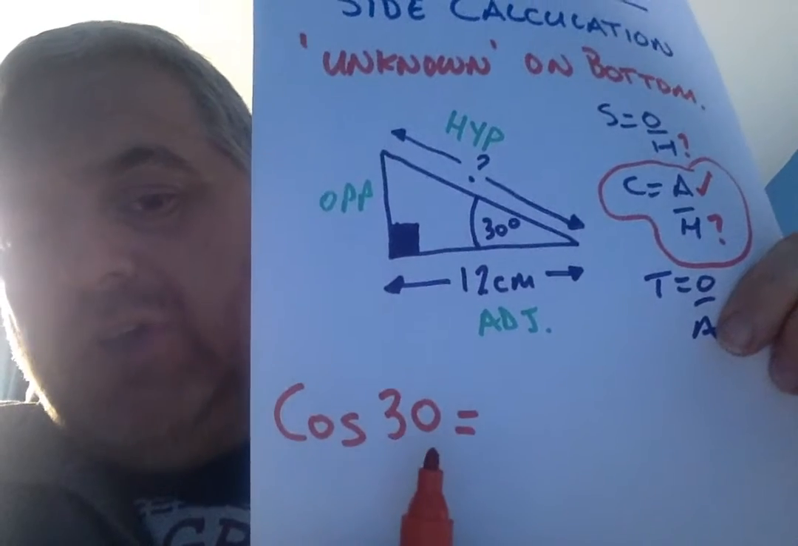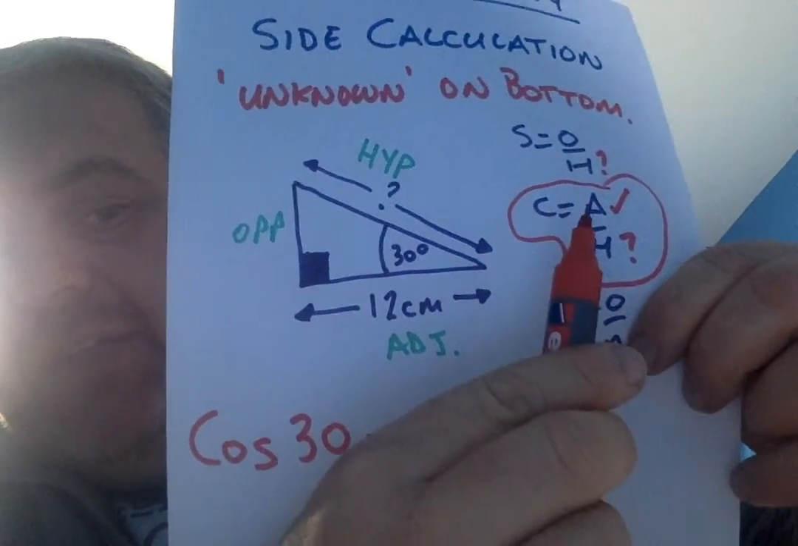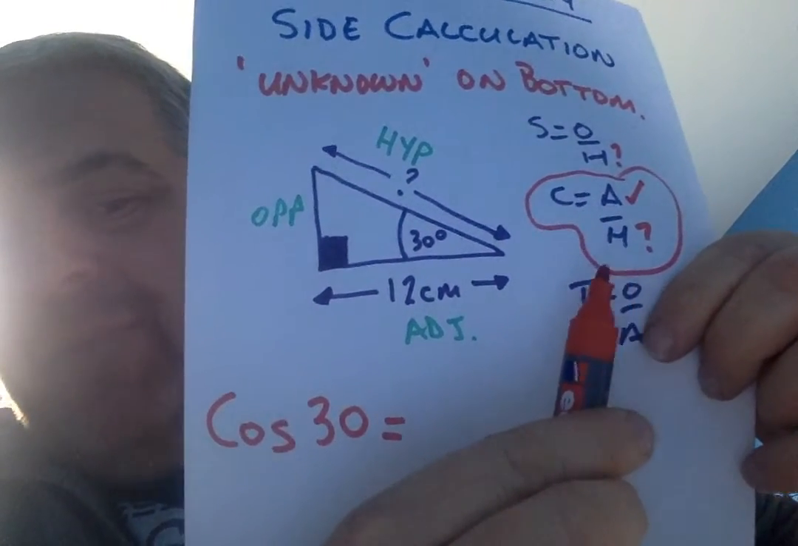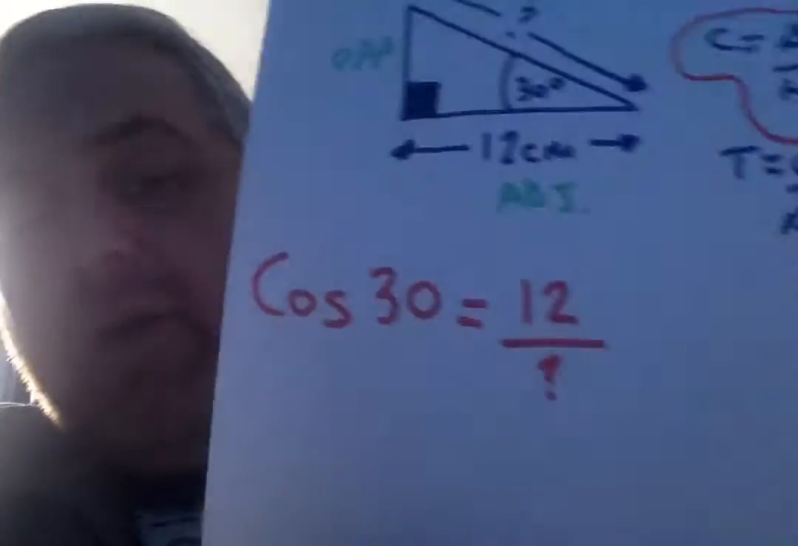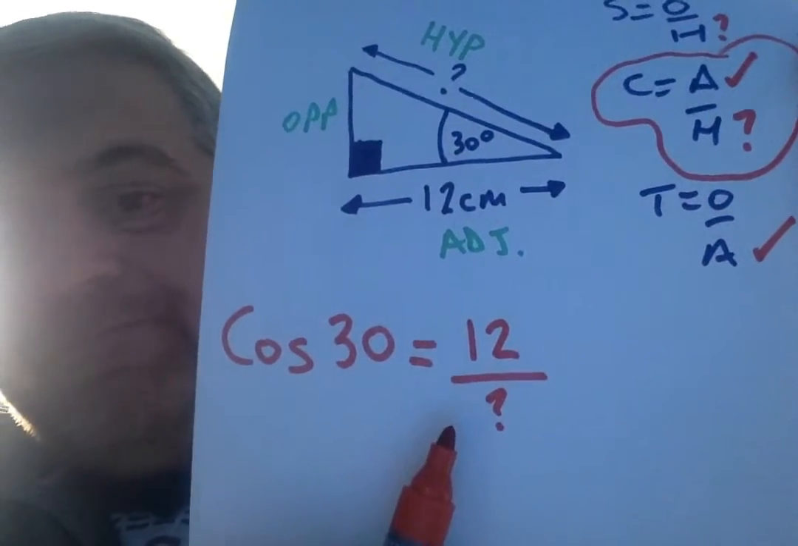So I'm going to set up my equation. It's always your trigonometric function or ratio with your angle. So cos 30 equals my adjacent value divided by my hypotenuse. So this time it's 12 over my unknown, which I just call the question mark, normally called X or Y.